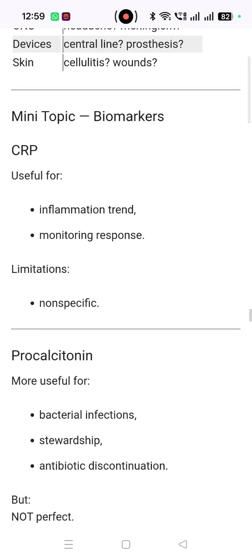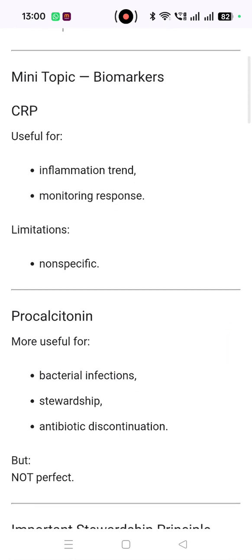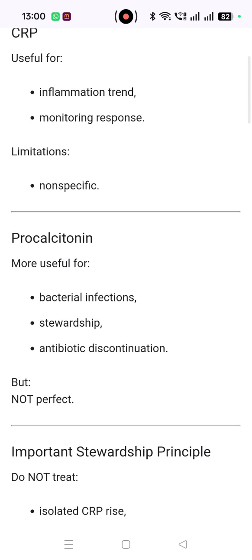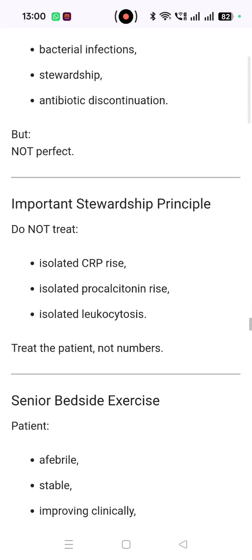So what biomarkers can be sent? That was the direct sample, but your body also reacts if there is an infection, so you should check CRP, which is useful to see the inflammation trend and monitor response. So this can be sent. The limitation is that it is non-specific, you don't know in which organ the inflammation is happening. Procalcitonin shows favor of bacterial infection. For stewardship, antibiotic discontinuation can be done on the basis of this, but it is not perfect.